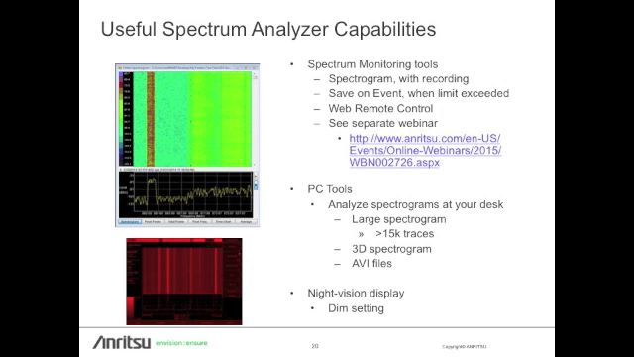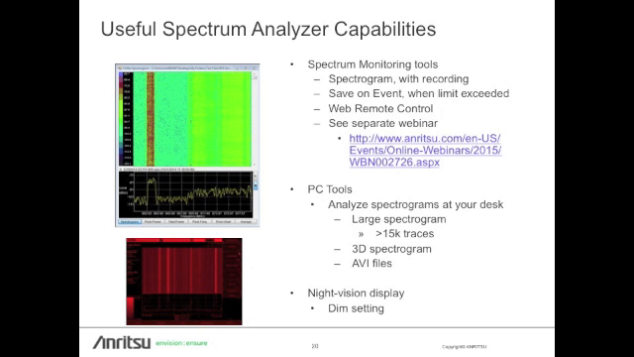More capabilities, tools for monitoring spectrum when you need to get a better picture of maybe when something's happening. Maybe it only happens on weekends, for example. So a spectrogram with recording can keep track of what the signal looks like over time. Related to that is a save on event, where the instrument just records the signal. Or maybe you have a limit mask when a signal gets too big. You know that the signal is normally small, but occasionally it's big. You can only record those big signals. Makes it a lot easier to see it in the spectrogram. And with a PC tool, we can actually make a spectrogram out of those recorded traces as well.